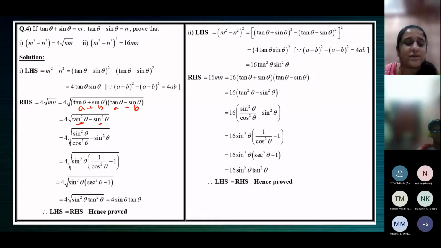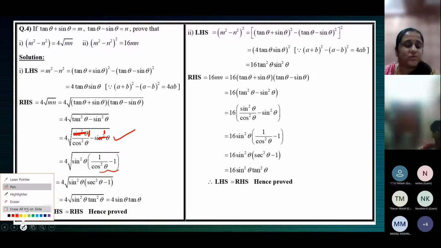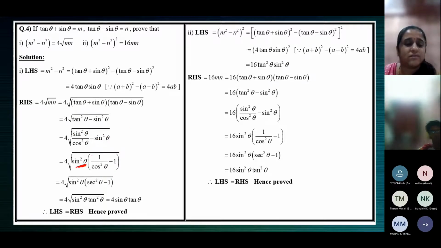Now we know that tan square theta can be written as sine square theta by cos square theta. Whenever there is something common, we need to bring out the common factor. You can see that sine square theta is common, so bring it out. In the bracket you'll have 1 by cos square theta minus 1.